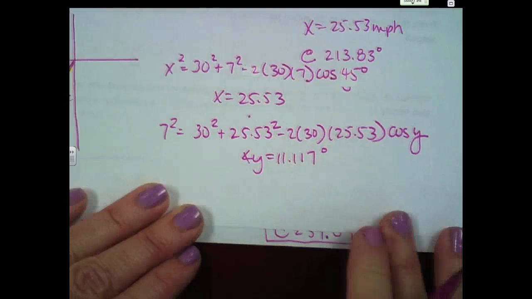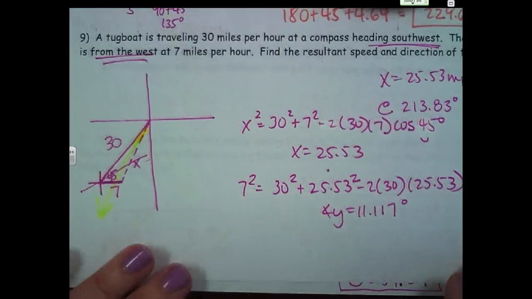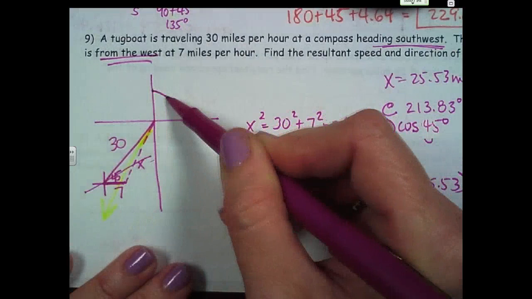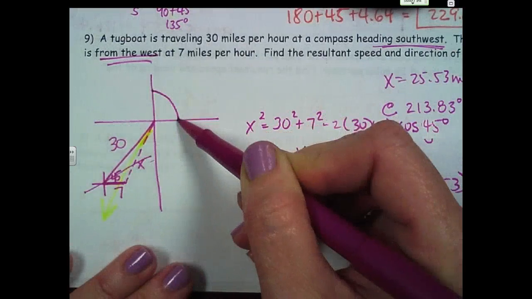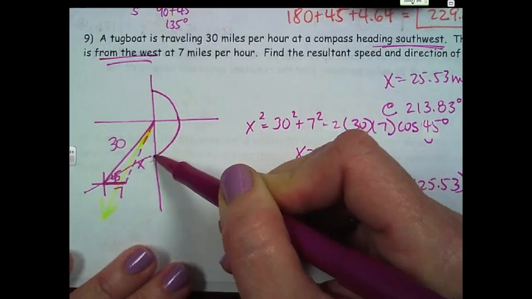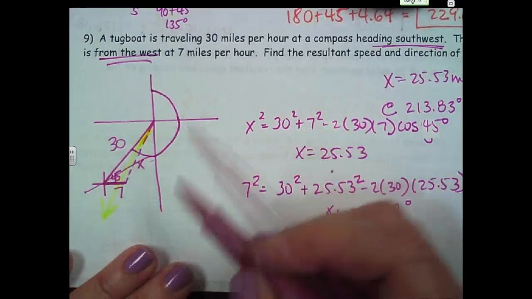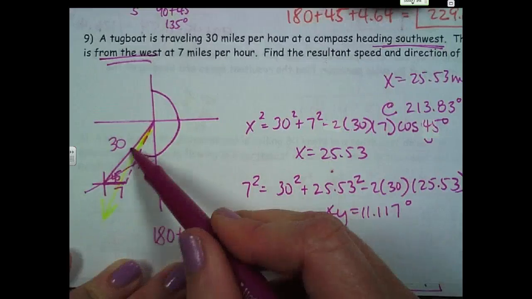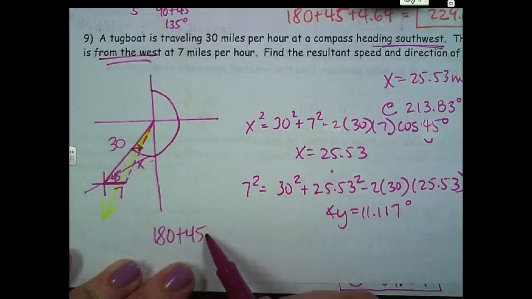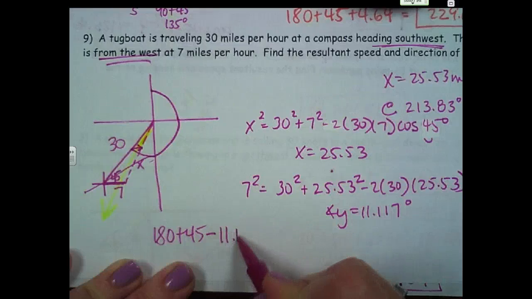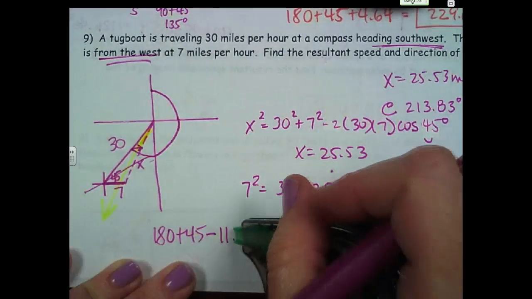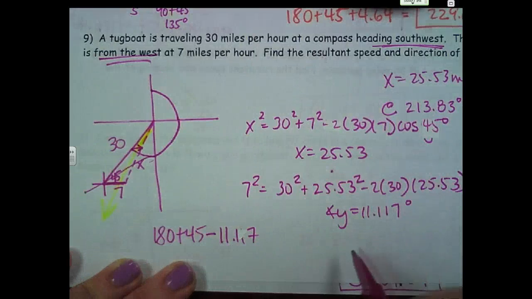Now guys, if you got 11 and still missed it, watch, and I'll show you the reason why. I started here. I would travel 90. Then I'm at 180. Then I'm at another 45. So I'm at 180 plus another 45. But what's going to happen? The wind actually pushed me back. So minus the angle you found. So minus your 11.17. So the answer was 213.